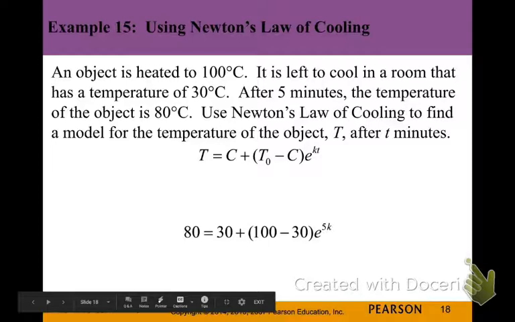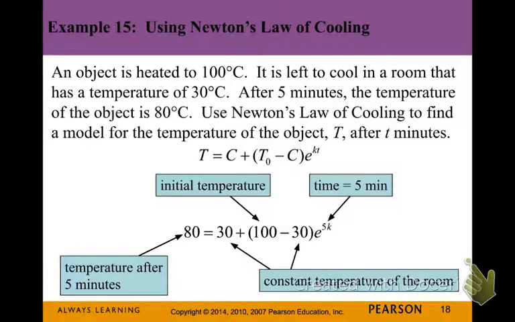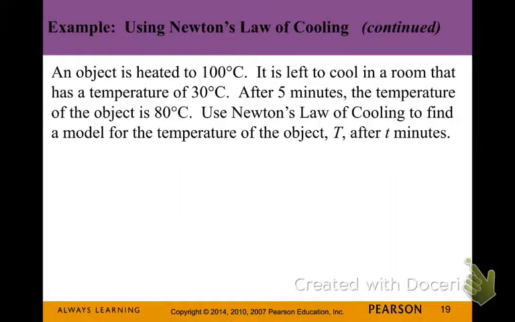So we have our cool temperature equals our room temperature plus our initial temperature minus our room temperature times base E raised to some constant K times our time. And so here I've got it for you labeled. And in this situation, you can see where each value would go. So 80 degrees is our cool temperature. 30 is our room temperature, that's C. Plus 100 degrees is our initial temperature, minus 30, and then our time is in minutes.